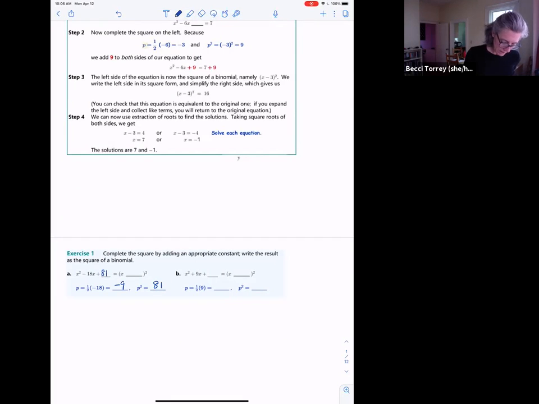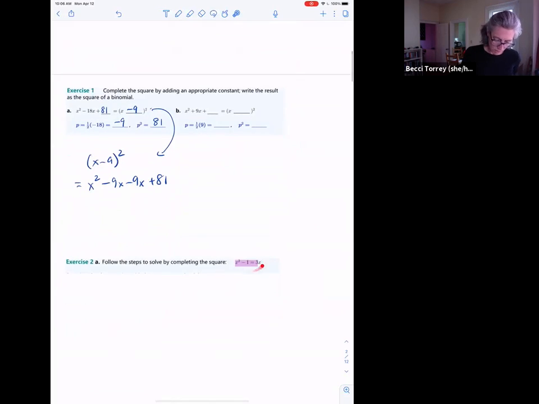Right? And then this is going to be x minus 9 squared, which you can check by FOILing it out. That looks a little weird. This is x minus 9 squared, right? Which if you FOIL it out, the way this works is you have x squared, you have minus 9x plus 81, right? So that's the whole point, is that we can rewrite this thing as a binomial squared. You can do the same thing over here. But let's actually go through one where we have an equation.